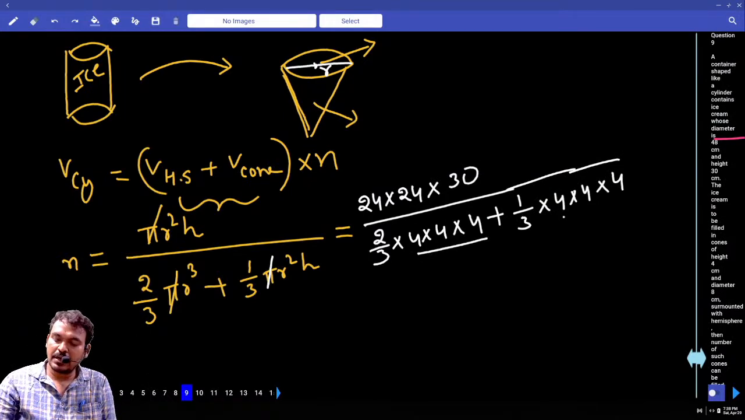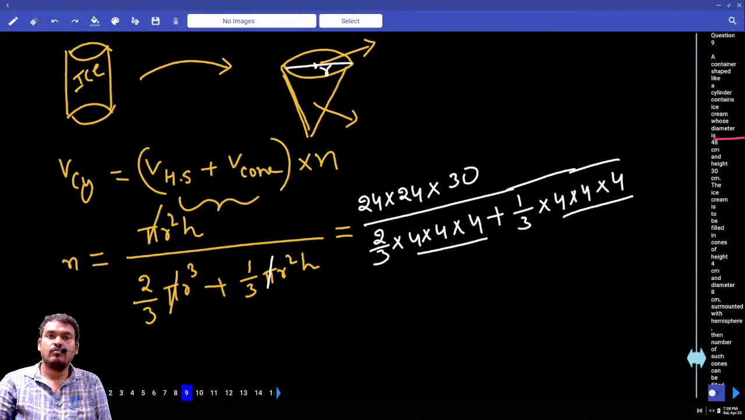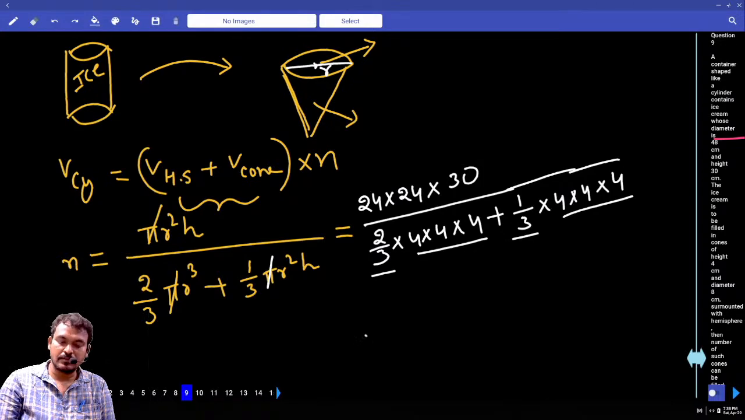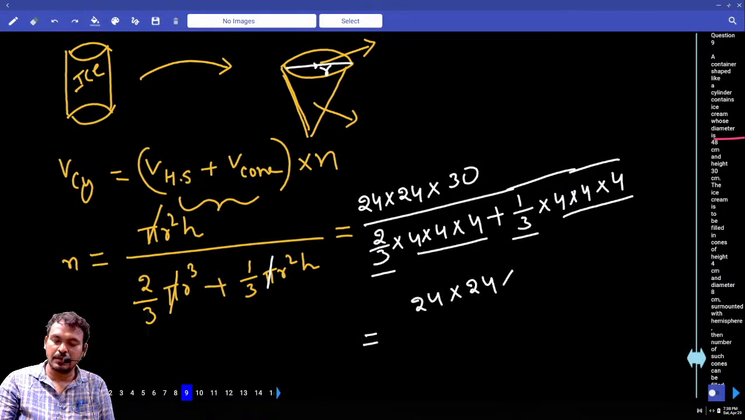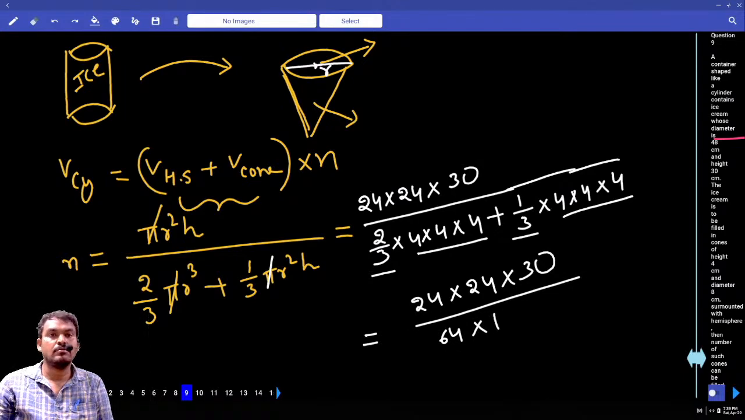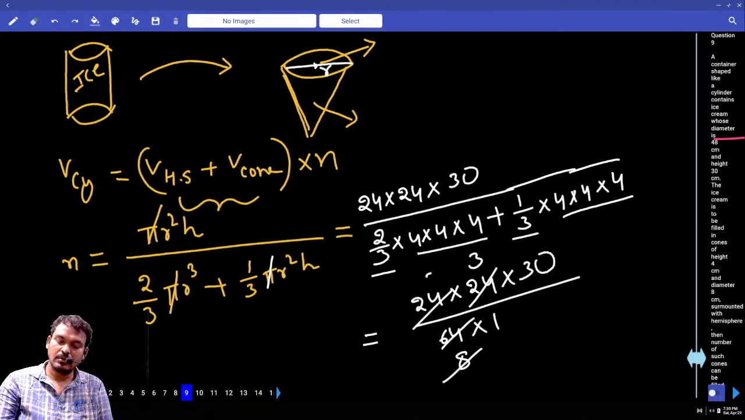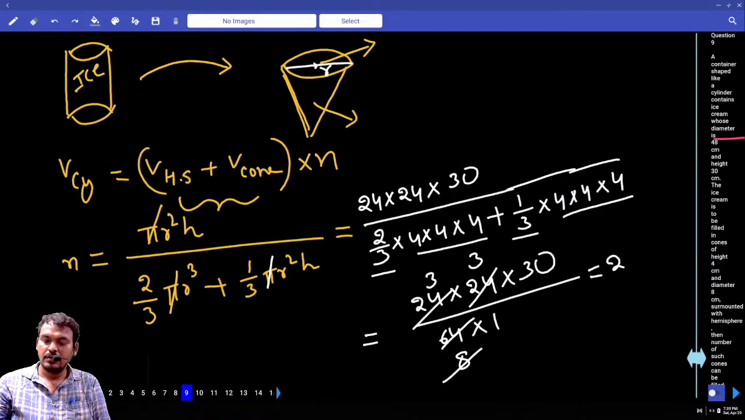What is the denominator common value? 4 cube. What is the remaining value? 2 by 3 plus 1 by 3. Numerator 24 into 24 into 30 by denominator 64 into 1. Okay, 8 how many times is 24? 3 times. 8, 8 times. 3 into 3 into 30 is 270.